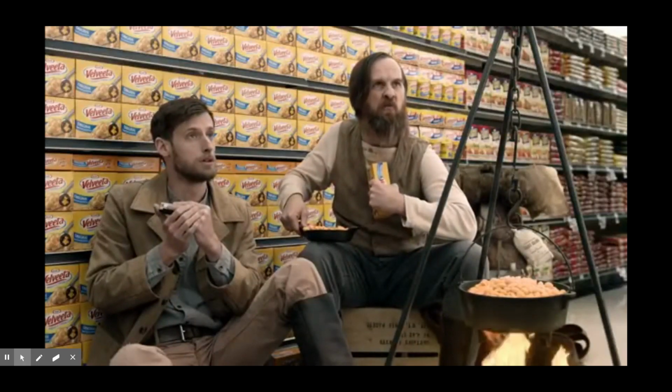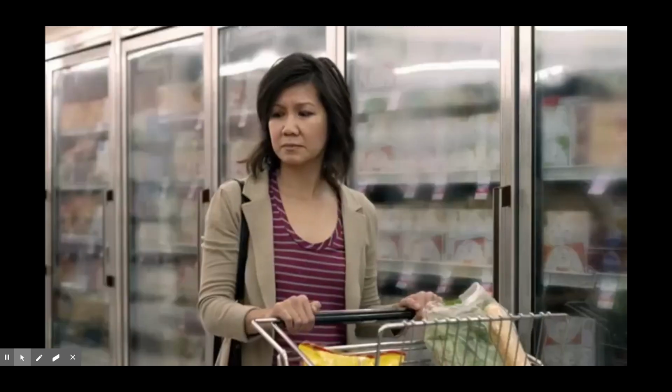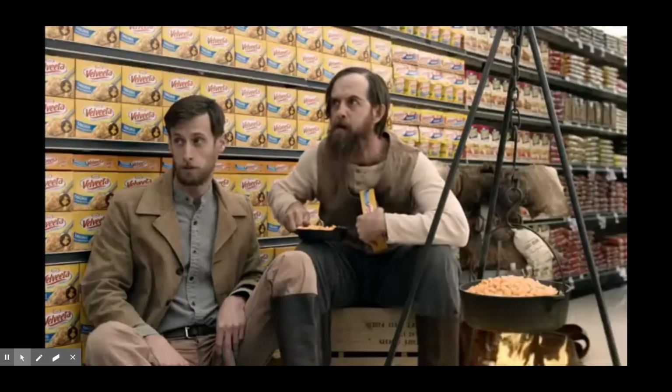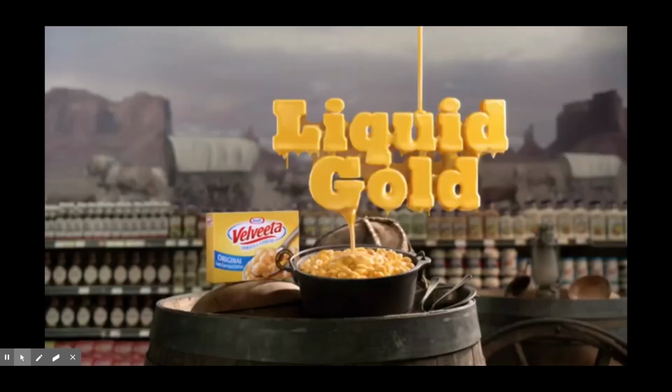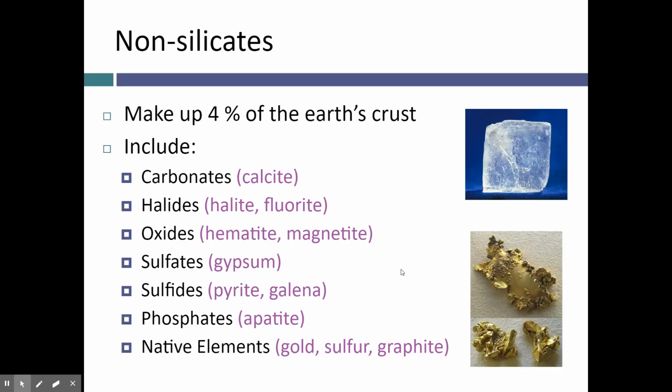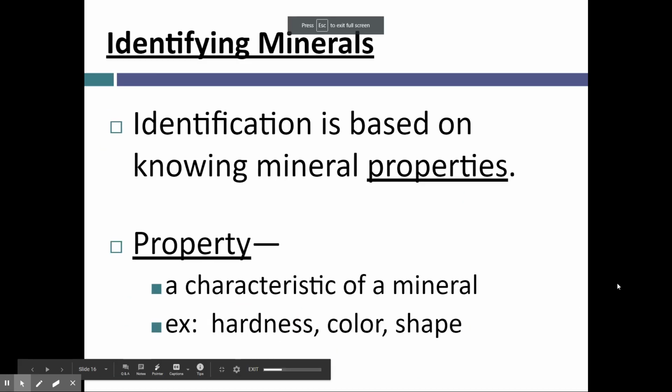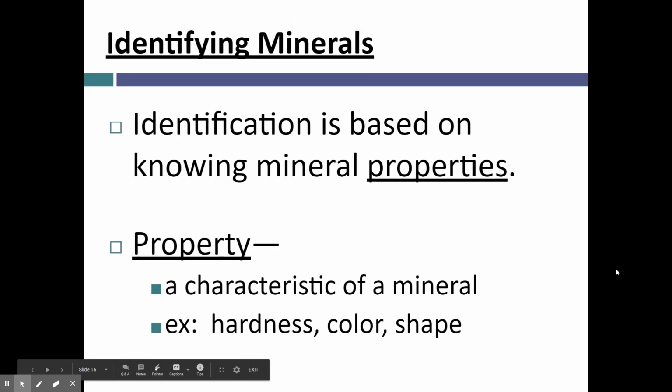Get your own liquid gold. Go on, get! There's gold in their shells. Liquid gold. And graphite, sulfur, copper. Those are all elements that you'll find on the Earth's surface, and they're not silicates because they're not made up of silicon and oxygen.